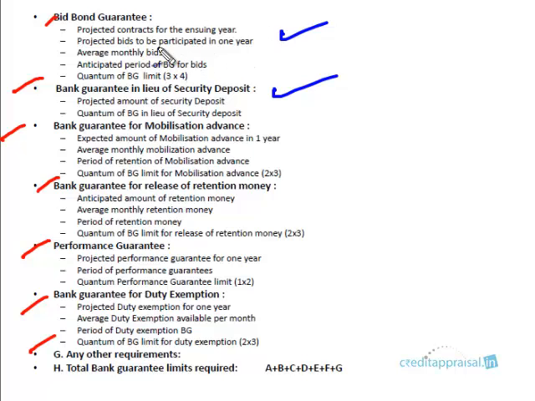For bid bond guarantee, there will be a simple calculation. What are the contracts you're expecting in the next year? Total contracts, say 10 crores. What are the bids you're going to participate in? Usually, say 10 times, because you're not going to get every project you bid. So if the target is 10 crore, maybe you have to bid for 100 crores worth of projects. What is the average monthly bid? Let us say 8 crores average monthly bid. And what is the anticipated period for BG for bids?